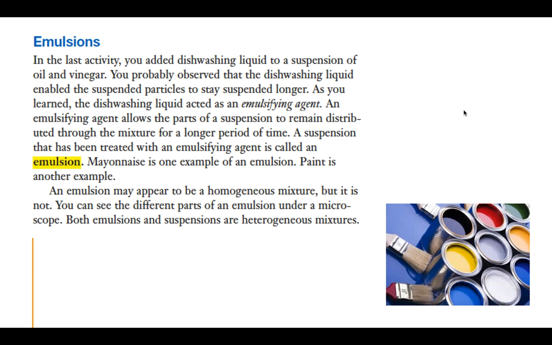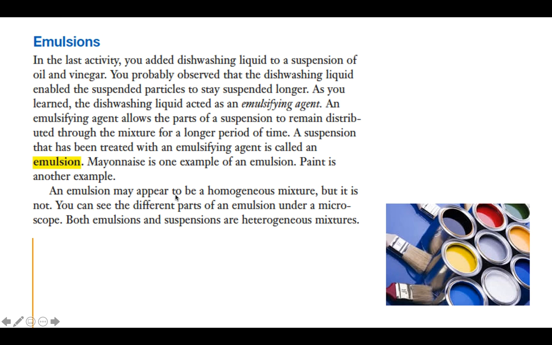As you learned, the dishwashing liquid acted as an emulsifying agent. An emulsifying agent allows the parts of a suspension to remain distributed throughout the mixture for a longer period of time. A suspension that has been treated with an emulsifying agent is called an emulsion. Mayonnaise is an example of an emulsion.